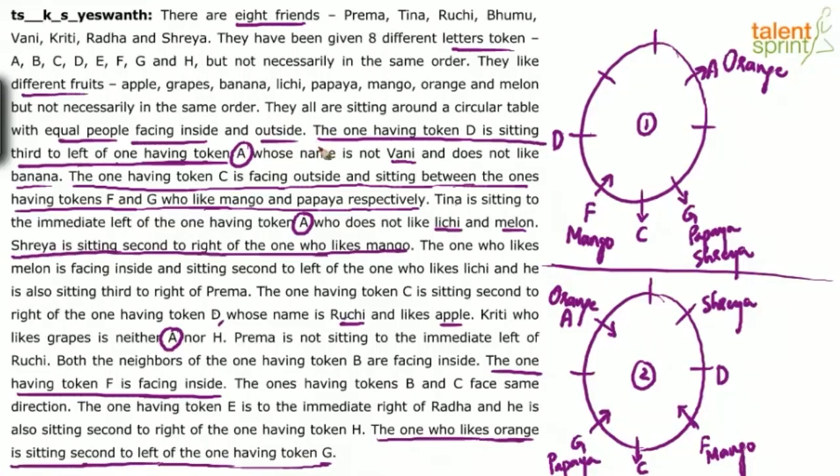So this point has been used. Which point? The one having token D sitting third to the left of token A, whose name is not Vani. Now you have to remember that A's name is not Vani. So Vani will not come here. And does not like banana. A does not like banana, we have already used. So we can underline this.